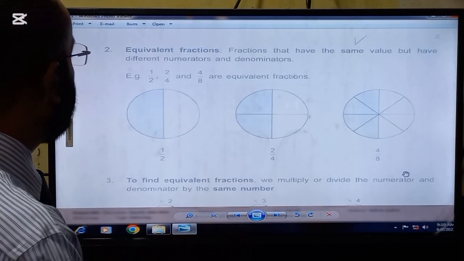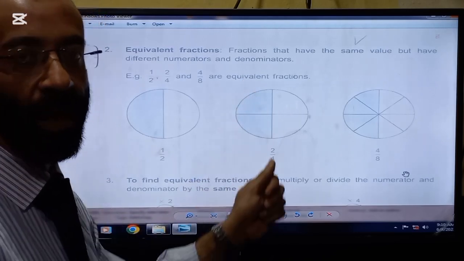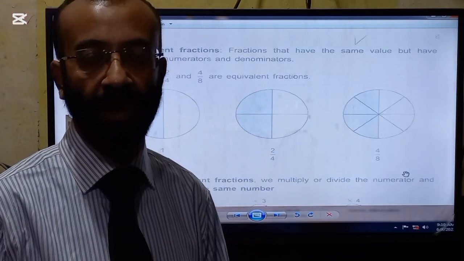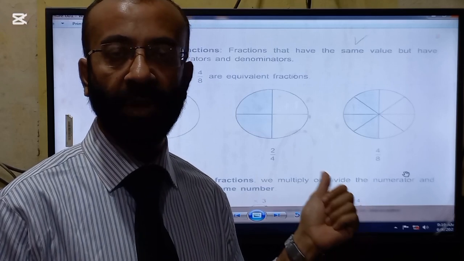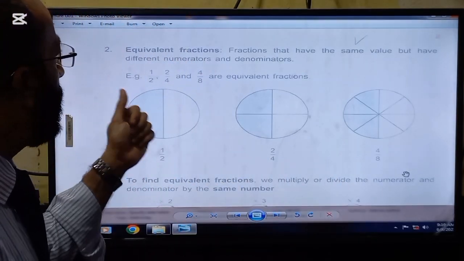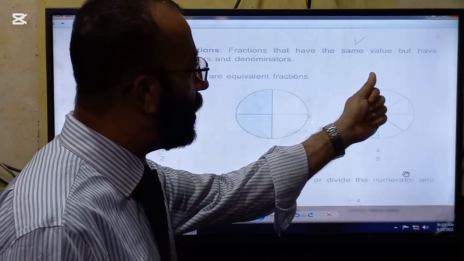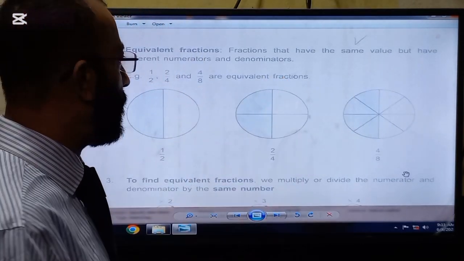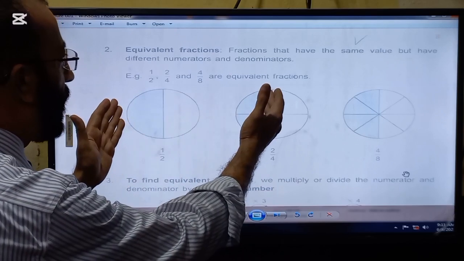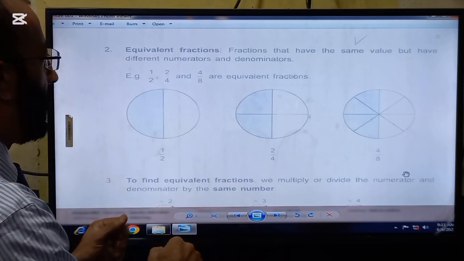The next concept is equivalent fractions. This is a very important topic as far as paper number 1 of mathematics in O levels is concerned. Definitely a question comes from this topic. Equivalent fractions are fractions that have the same value but different numerators and denominators. For example, these are some equivalent fractions: 1/2, 2/4, and 4/8.